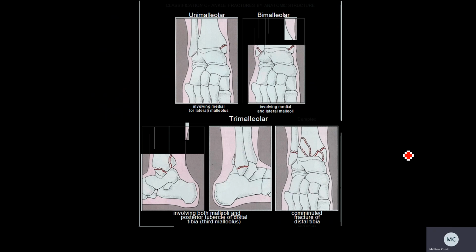This is a nice drawing of the difference between unimalleolar, bimalleolar, trimalleolar. Watch out for these trimalleolar. Again, make sure multiple views have been done, because if you don't have a lateral view, a lot of times you're going to miss that distal tibial fracture.